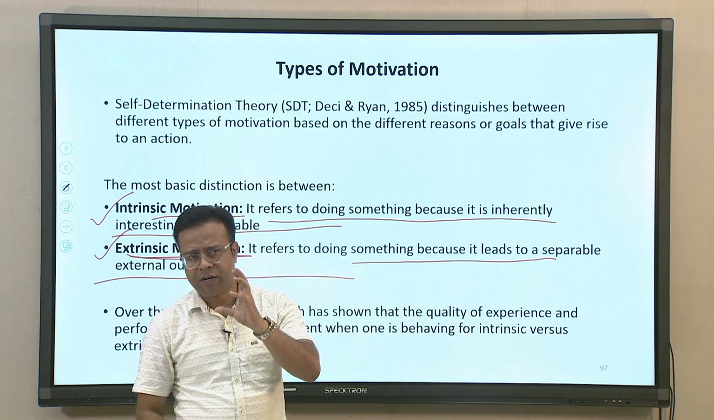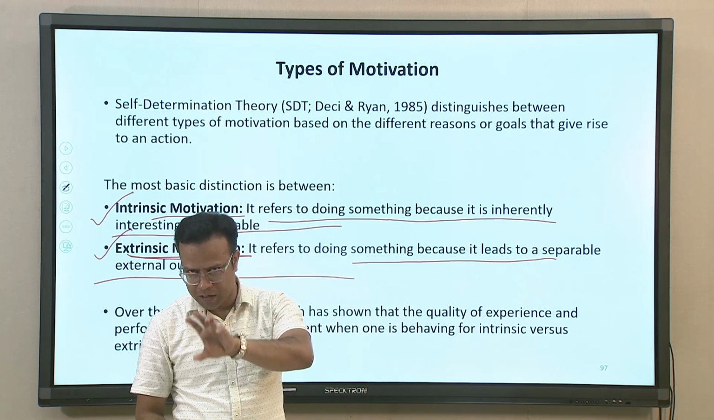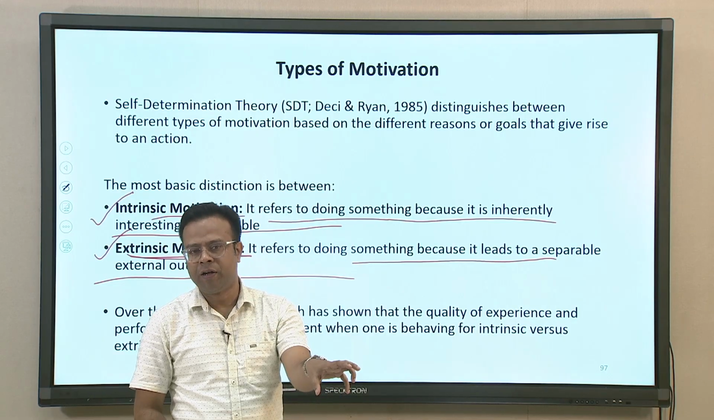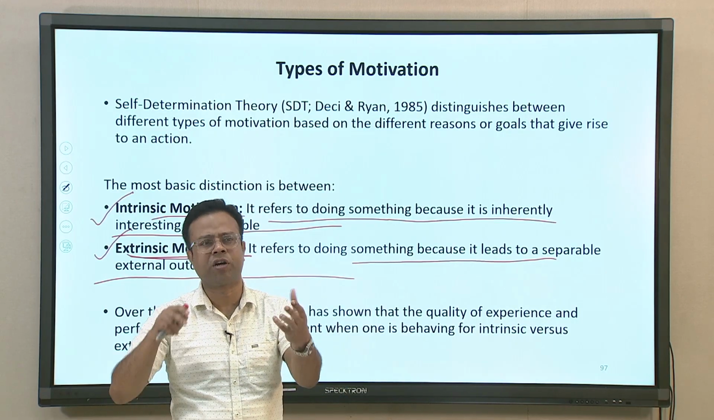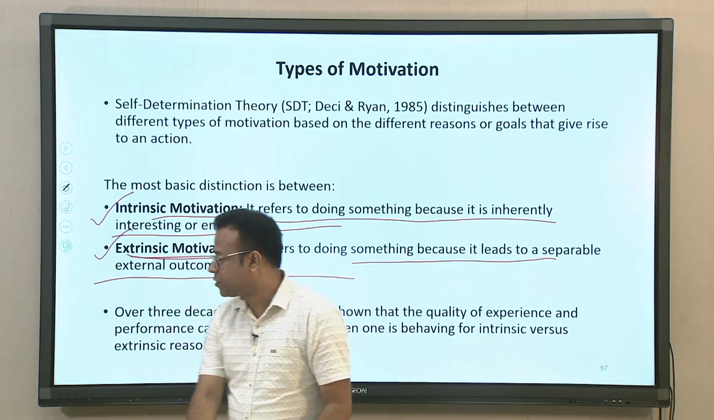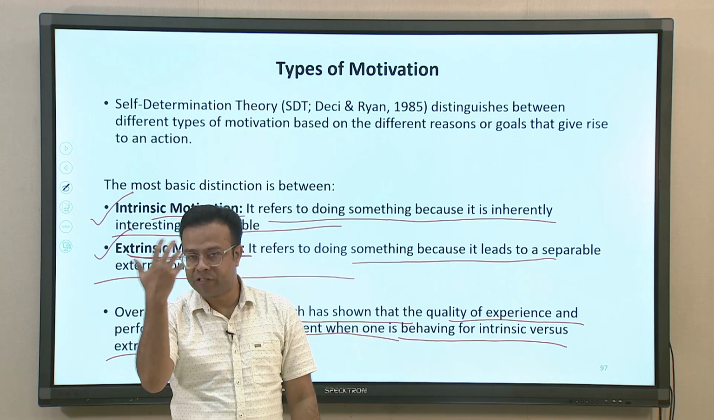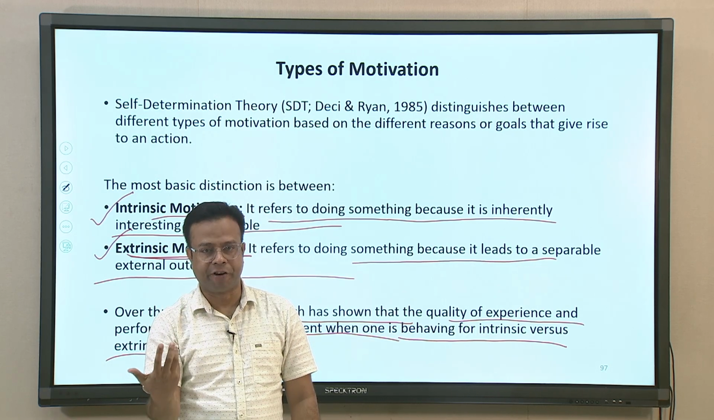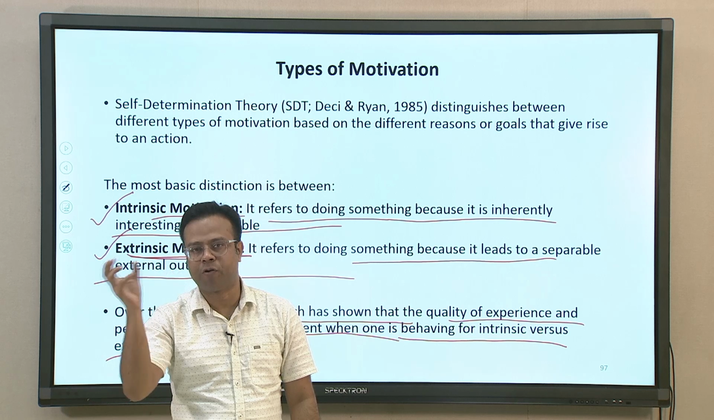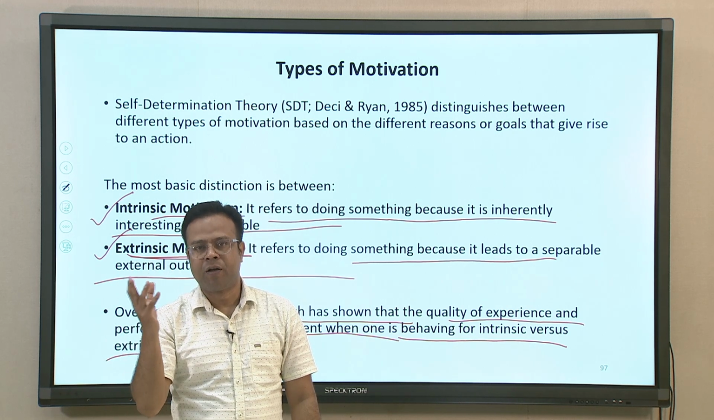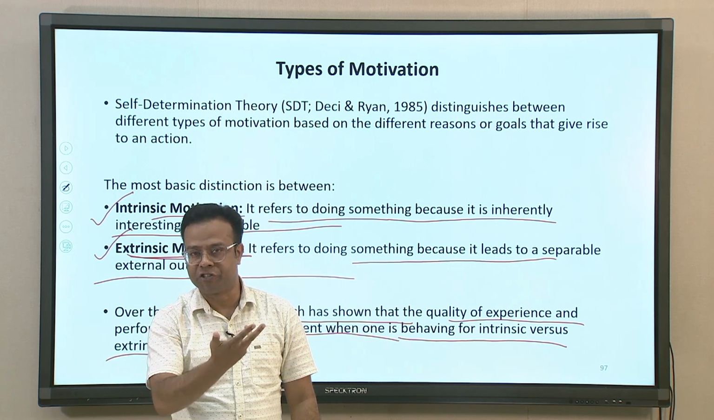So, when a person does something under intrinsic motivation as compared to extrinsic motivation, the outcomes may be very different. Decades of research show that quality of experience and performance can be very different when one is behaving for intrinsic versus extrinsic reasons. The experience, the motivation level, and the outcome can all be very different, simply because the source of motivation is different.